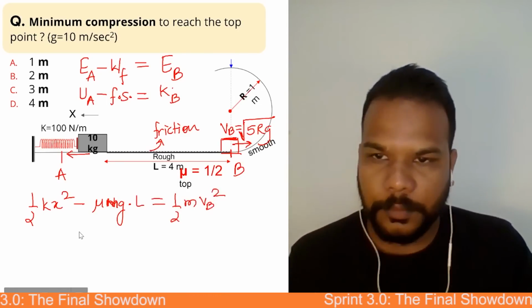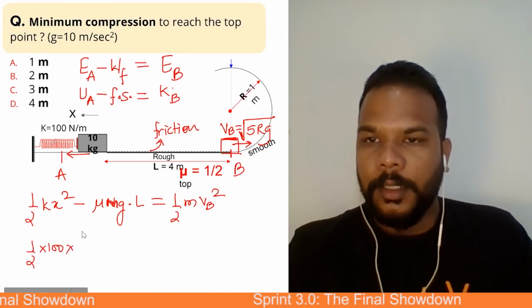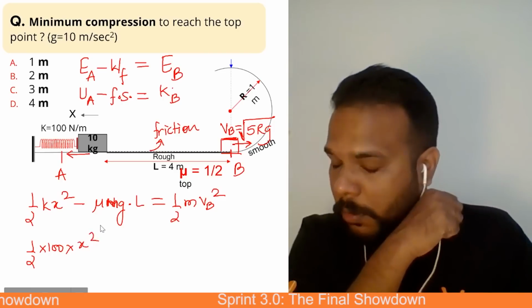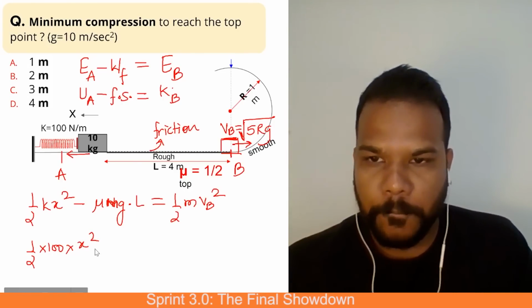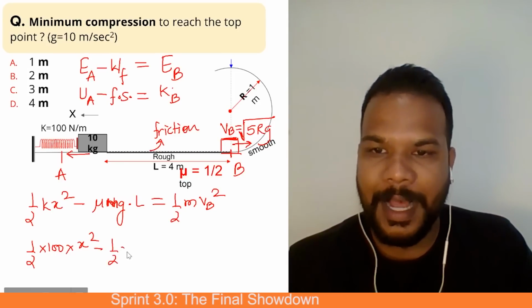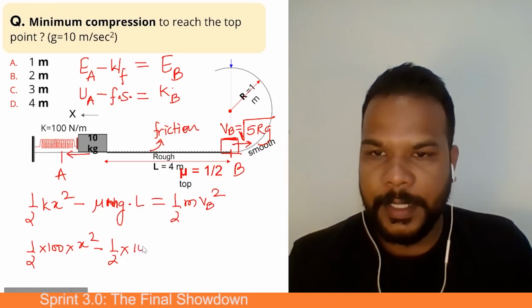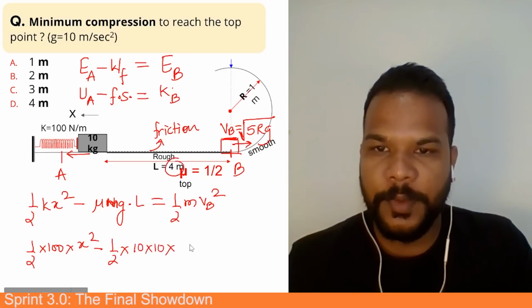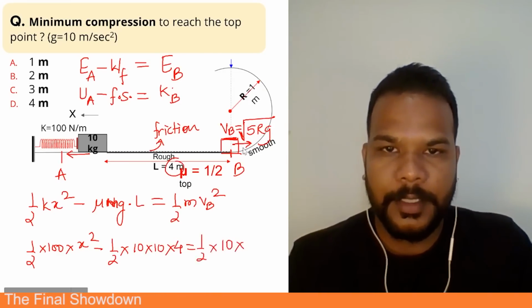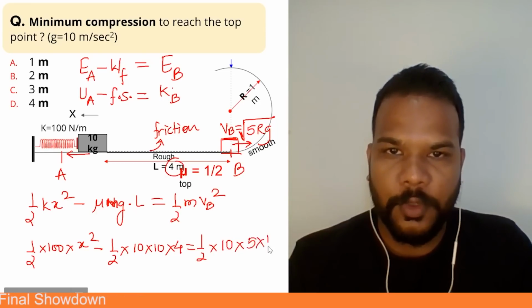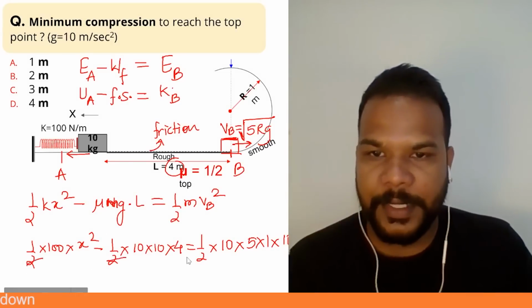Okay guys, so half k is given to us as 100, minus mu, the value given to us as half. Mass of the body is 10, g value is 10, the total distance to be covered is 4 meters. This is half, mass of the body is 10, and this is 5 rg, so 5 into 1 into 10. Okay guys, so this half gets cancelled.